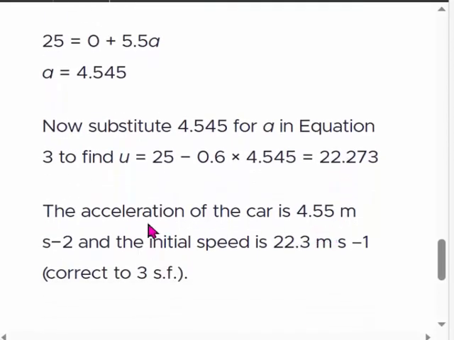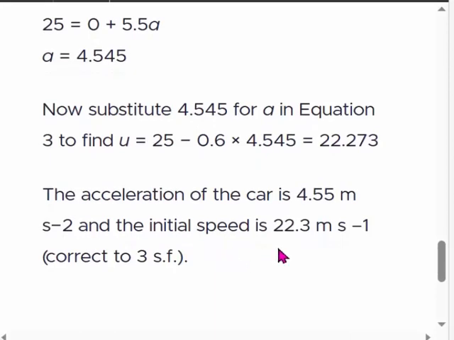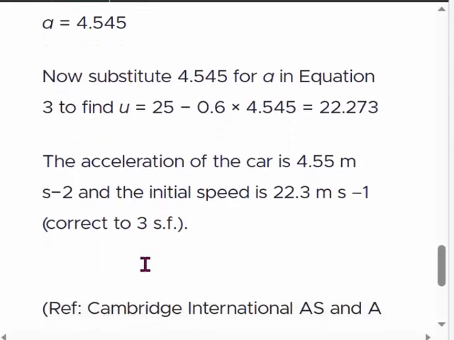So the answers are: the acceleration of the car is 4.55 meters per second squared, and the initial speed is 22.3 meters per second. That is correct to three significant figures.